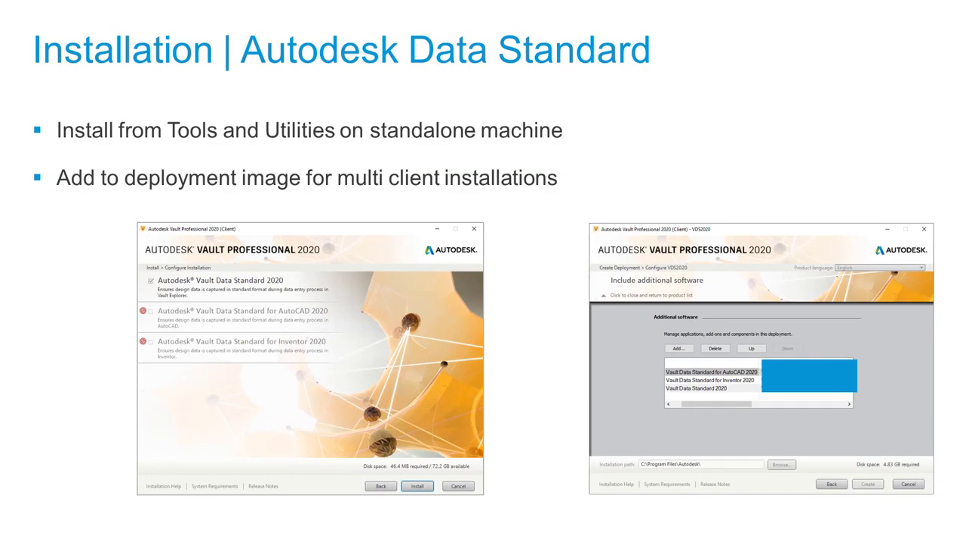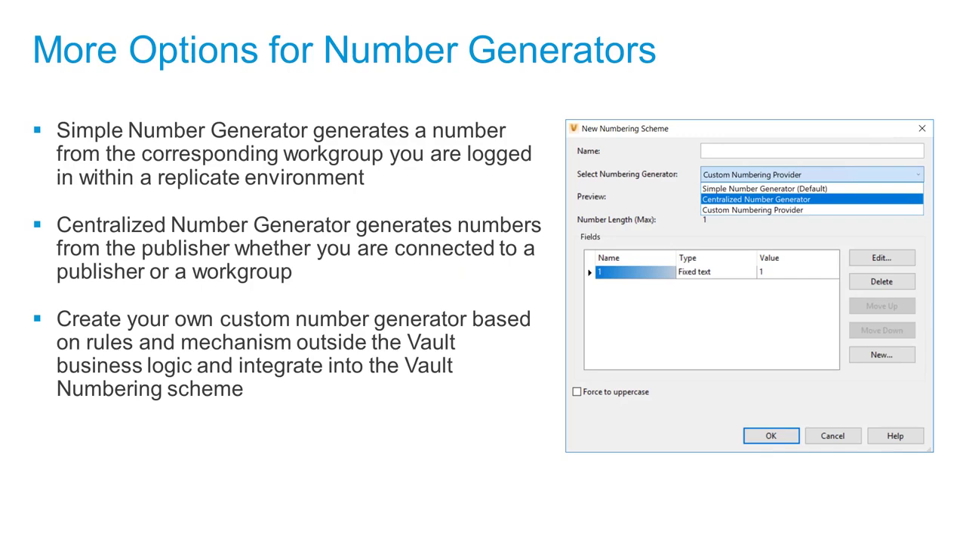Autodesk Data Standard can be installed from Vault, as well as you can add deployment image for multi-client installations. Last but not least, there are new features in the number generation. Numbering schemes let you configure how files, items, and change orders are named when they are added to Vault. The following enhancements have been made to numbering schemes.